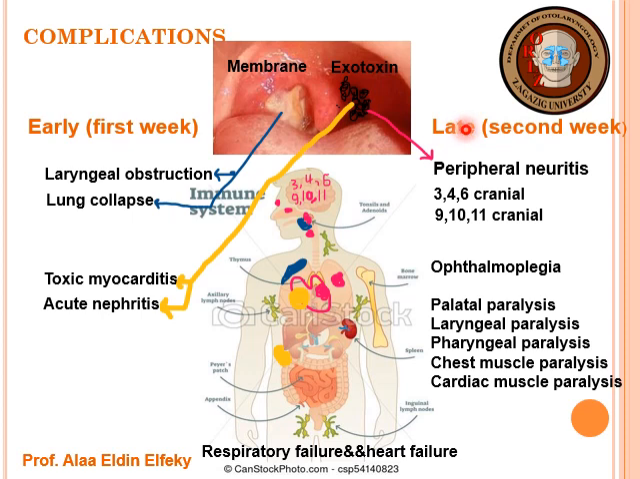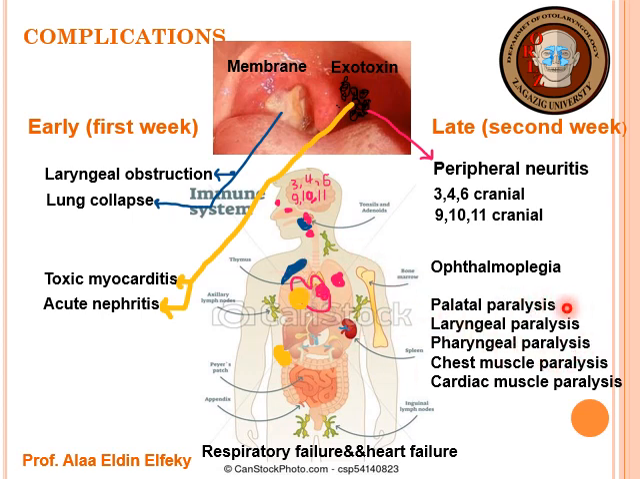Now, what is the complication in the second or third week, the late complication? This is only from the exotoxin, which causes peripheral neuritis and affects the 3rd, 4th, and 6th cranial nerves. This will cause ophthalmoplegia and diplopia. Here, it affects the 9th, 10th, and 11th cranial nerves, and this will cause palatal paralysis, laryngeal paralysis, pharyngeal paralysis, chest muscle paralysis, and cardiac muscle paralysis.